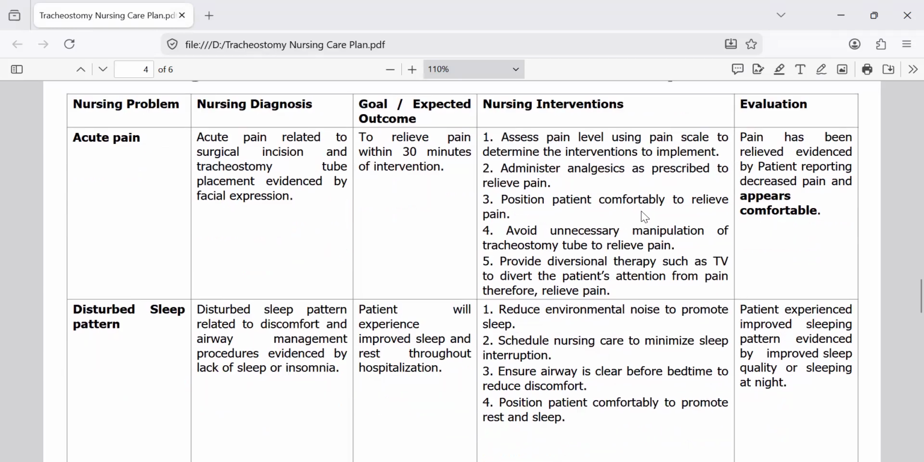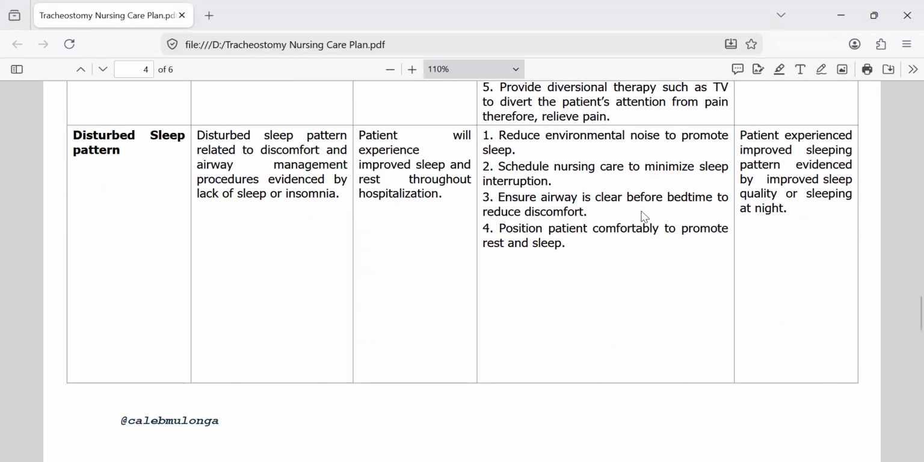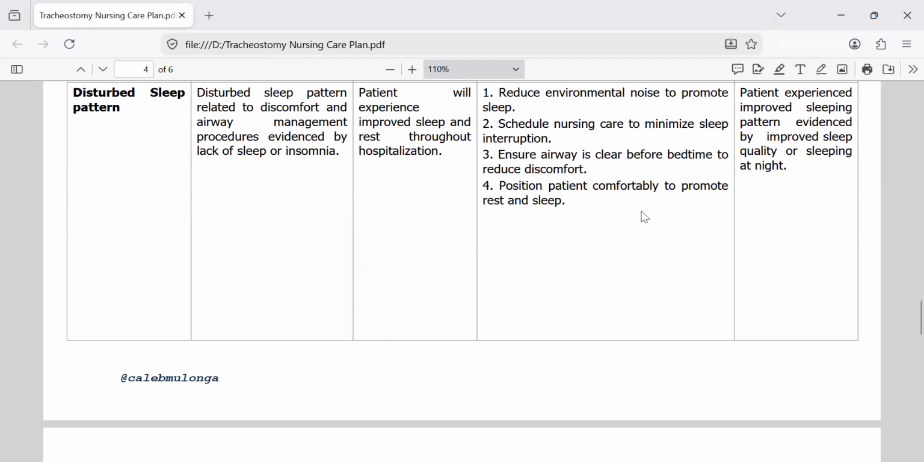Okay, we move to the next problem. You find that this tracheostomy tube that is inserted in the neck is causing discomfort. It will constantly cause discomfort because it is a foreign body inserted inside the patient. Therefore, the patient will constantly be in discomfort.